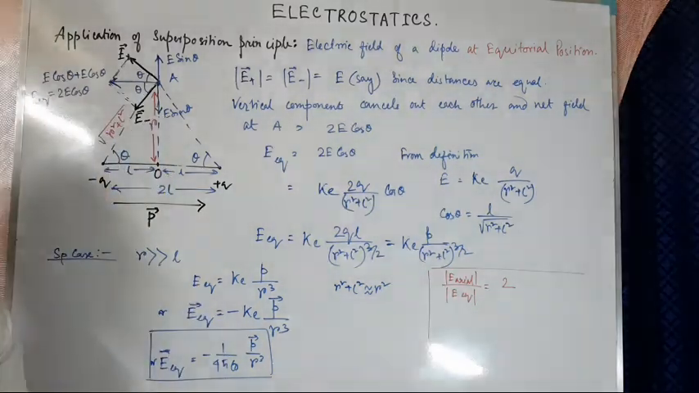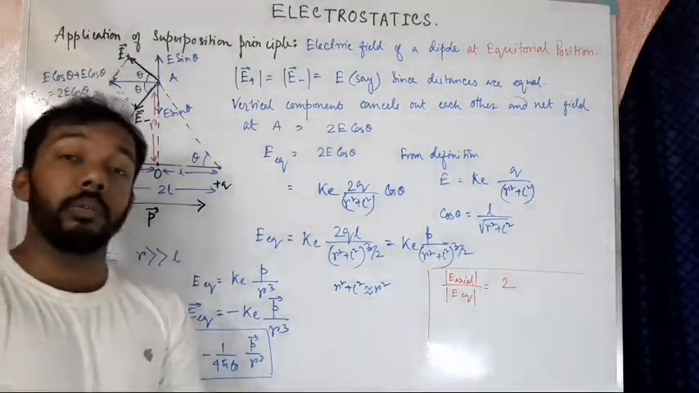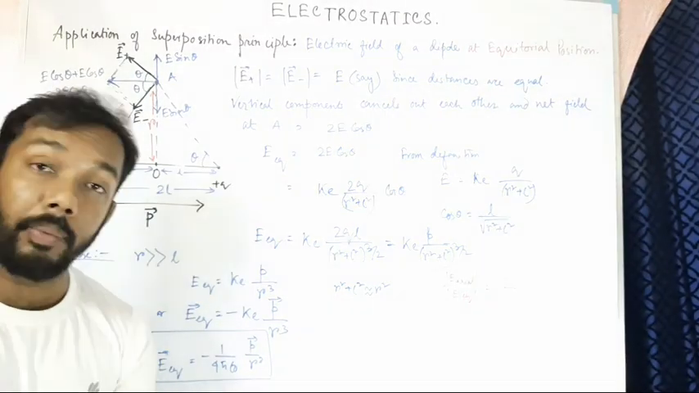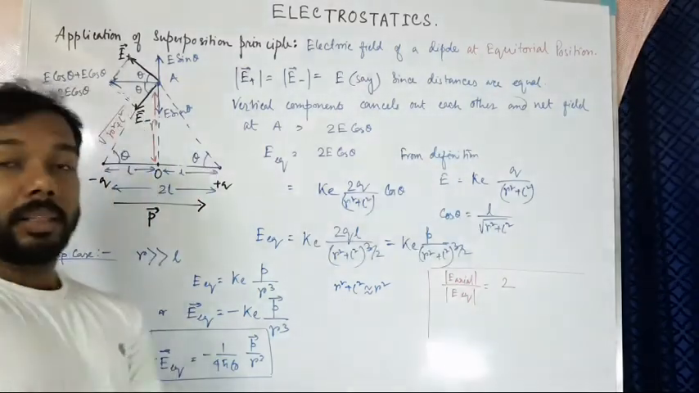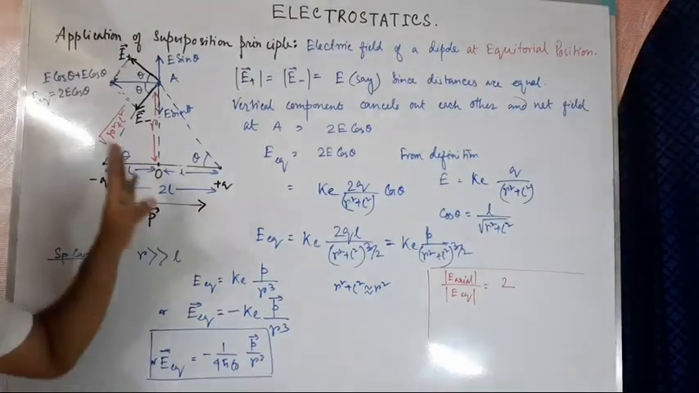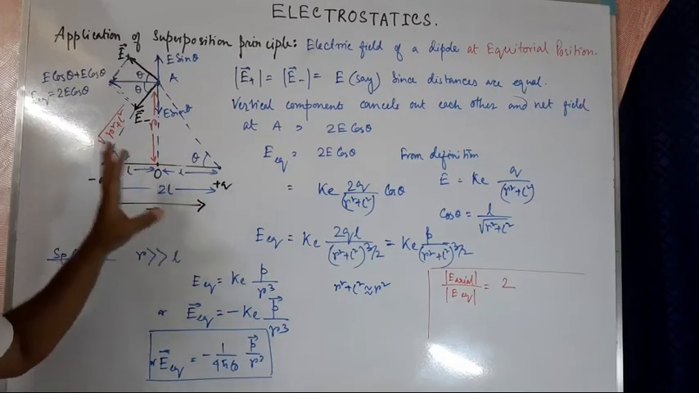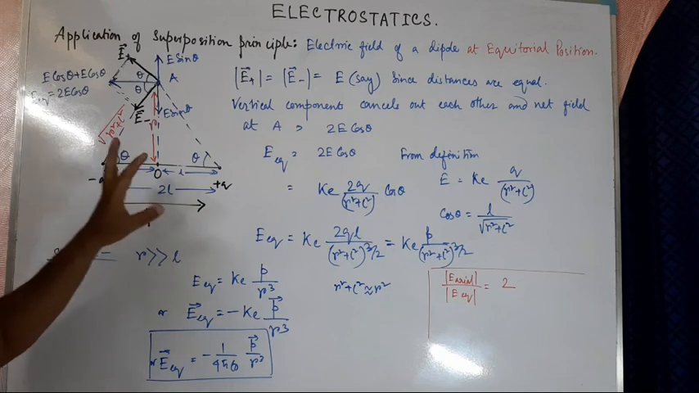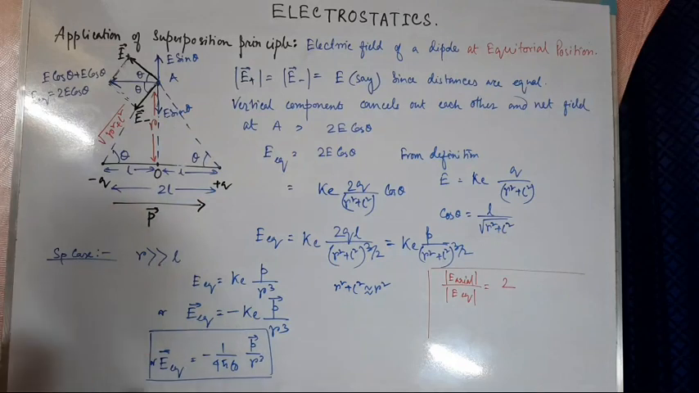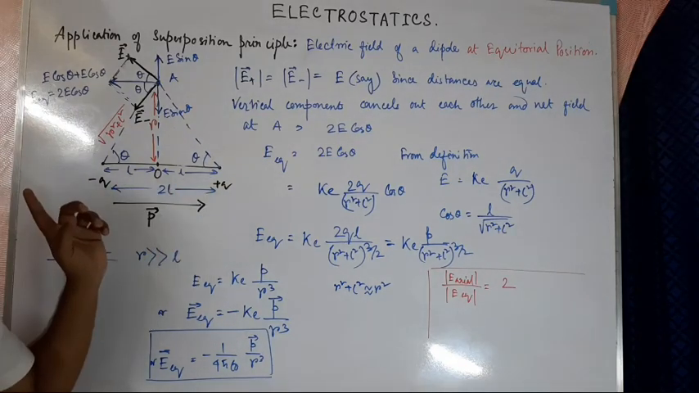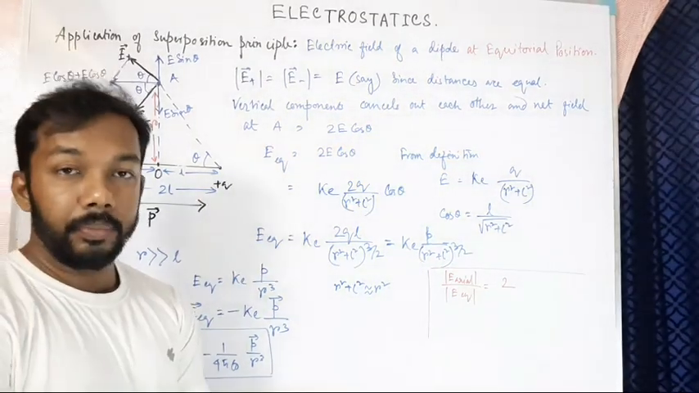In the next class we will start from the torque acting on the dipole when it is placed in a uniform electric field, and what will happen if we place it in a non-uniform electric field, and so on. So this is the total volume for electric field. We have found this electric field using the superposition principle for discrete point charges. Afterward we have to find it for continuous charges. Okay, thank you.